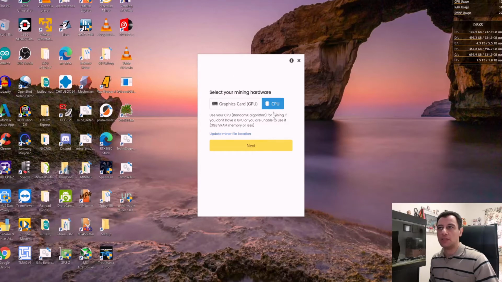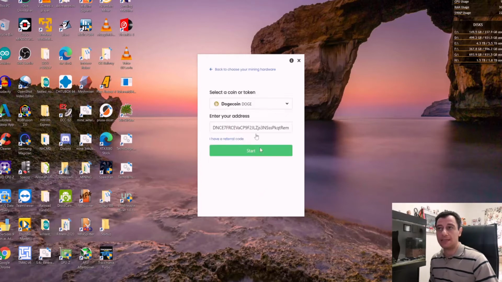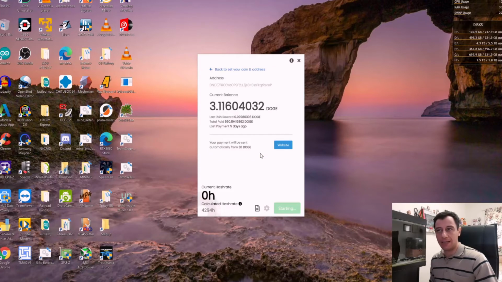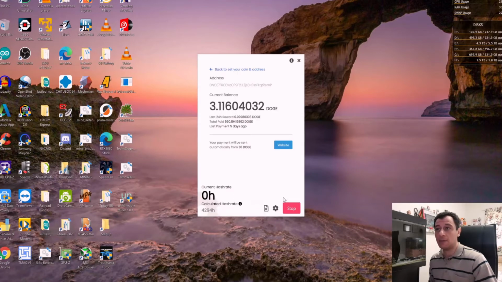We're going to choose CPU, update miner file location. That has to be XMRig, which I have already selected. Okay, I'm going to go to next, and I'm going to select, in my case, just Dogecoin for now. I've got my address in there, and I'm just going to start mining. I've already updated my settings so that it uses high intensity mining and not low. That makes a big difference, so it's on high. I've got my custom worker name there, and it's going to start to mine, and we're going to get a hash rate.